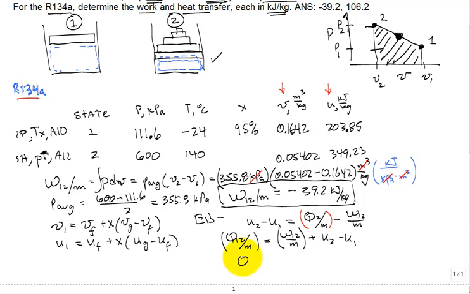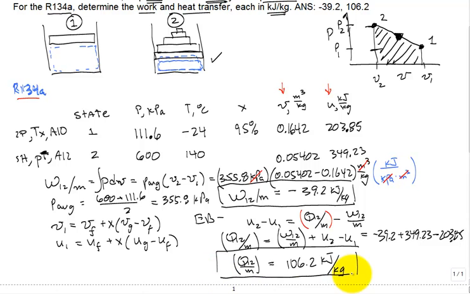And then when you substitute numbers, Q1 to 2 per unit mass comes in at the, well, I could put the values right here. It would be a negative 39.2 plus 349.23 minus 203.85, and we're left with 106.2 kilojoules per kilogram. So it's a positive heat addition during that process. So there you go. It checks with those answers that were given for this problem.